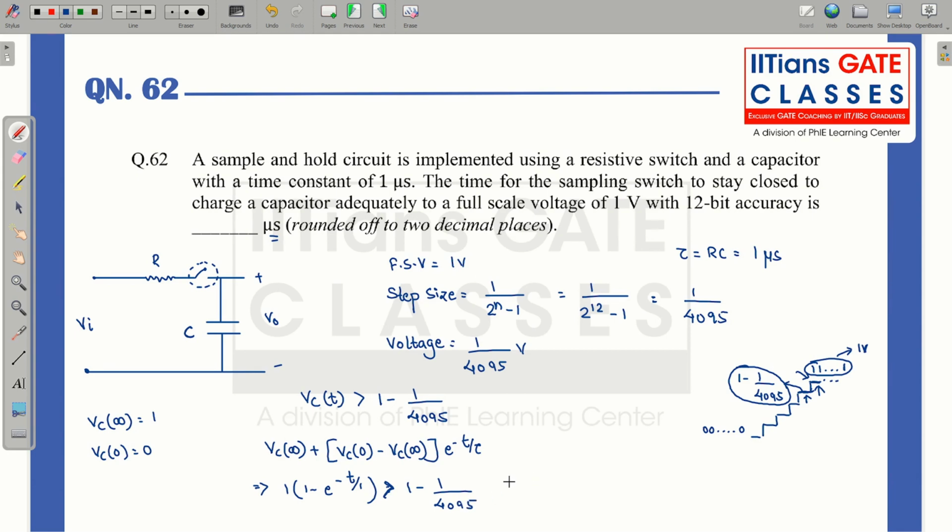So if I solve this, you can see e to the power minus t is equal to 1 divided by 4095. So this will be ln. So t is equal to ln 4095.